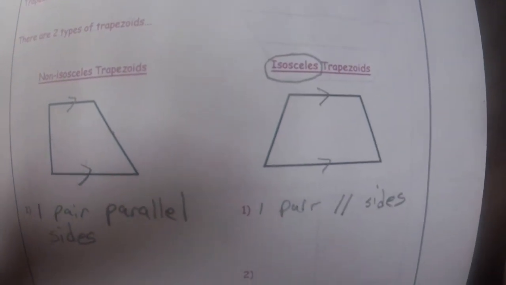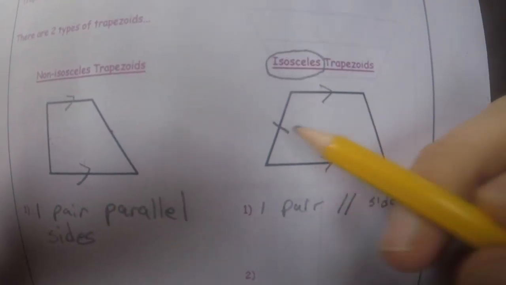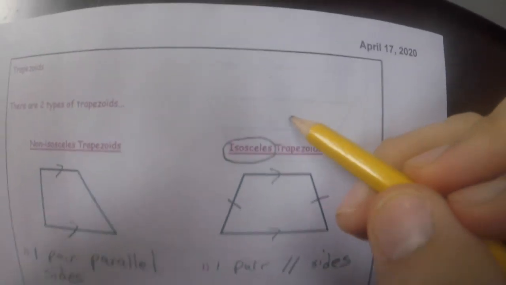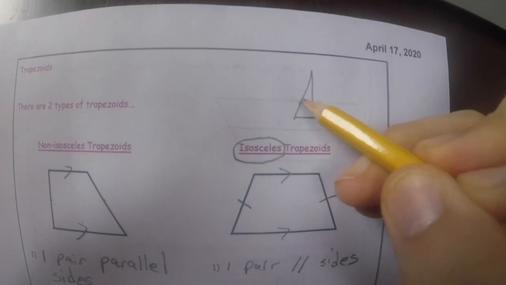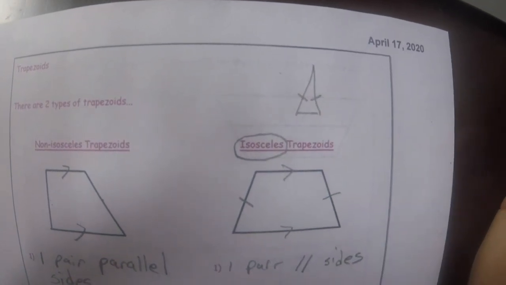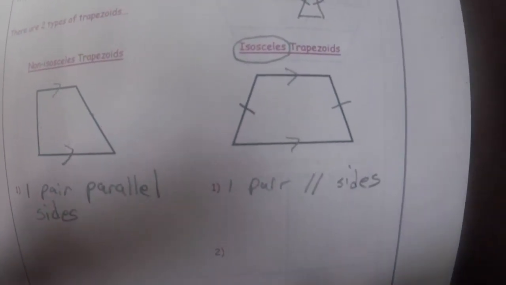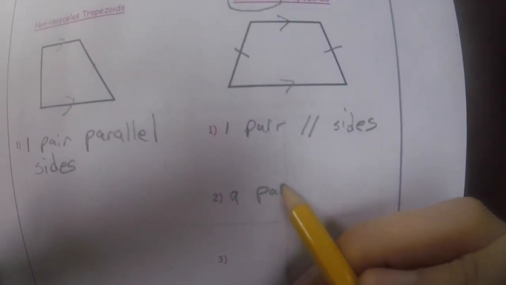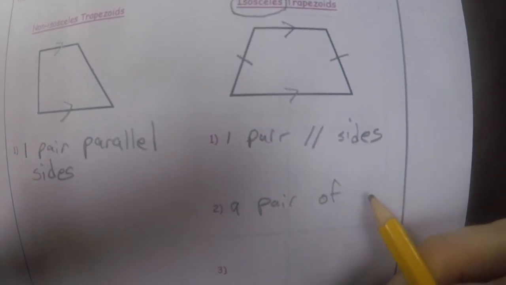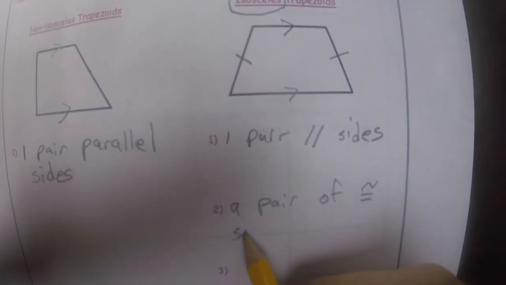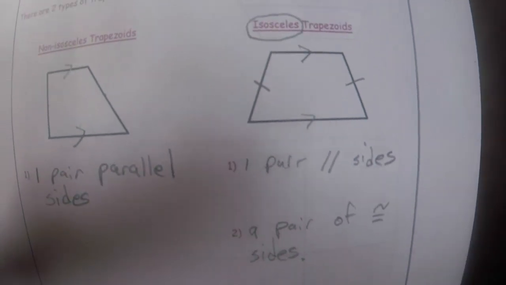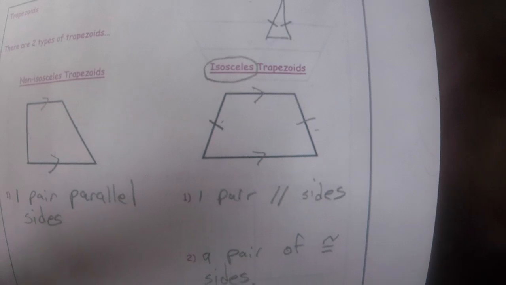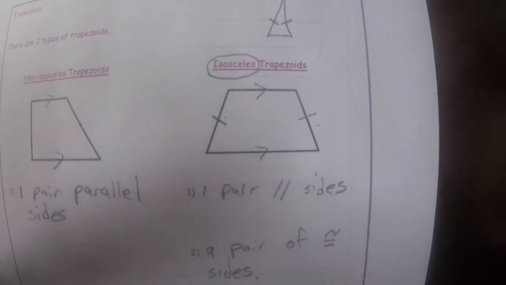Remember, isosceles means that we have congruent sides. Just like an isosceles triangle, remember these guys? They have two congruent sides. An isosceles trapezoid also has a pair of congruent sides. So if you see the word isosceles trapezoid, remember we have two sides that are congruent.